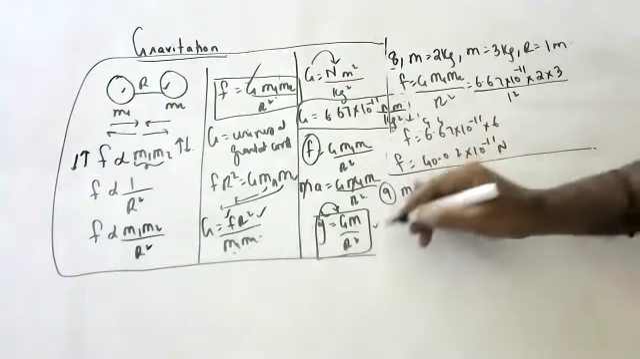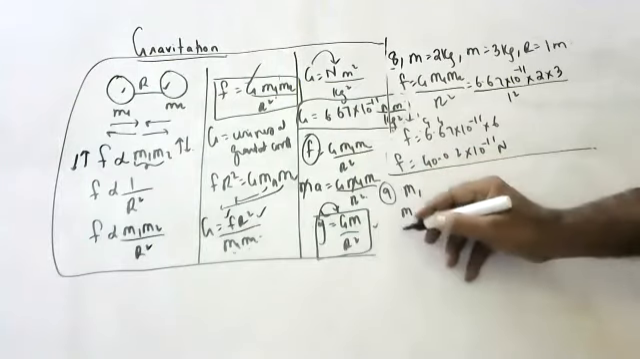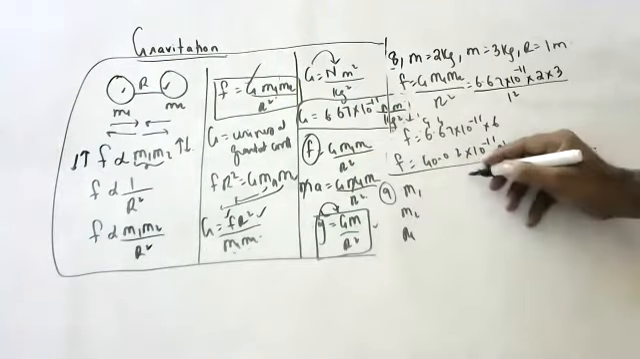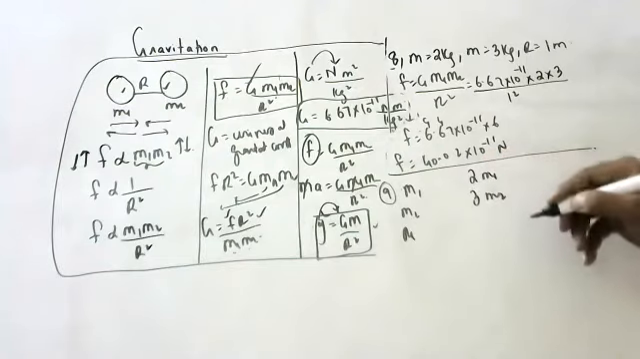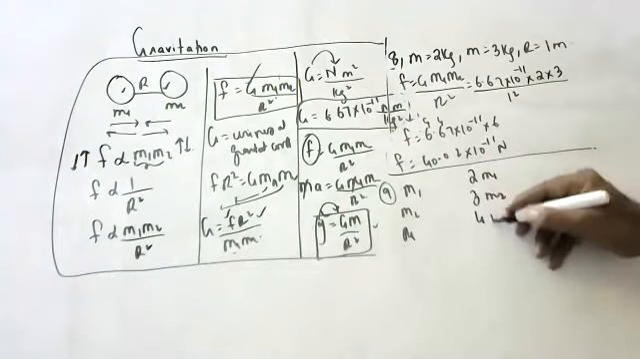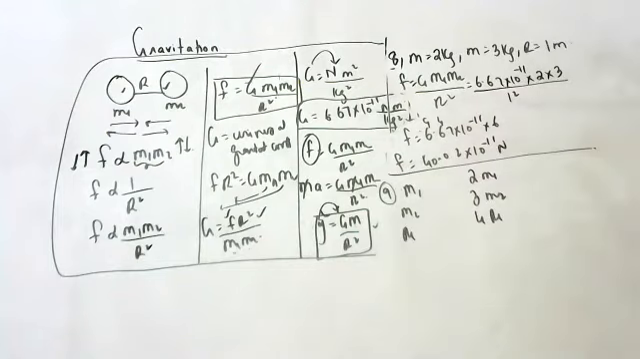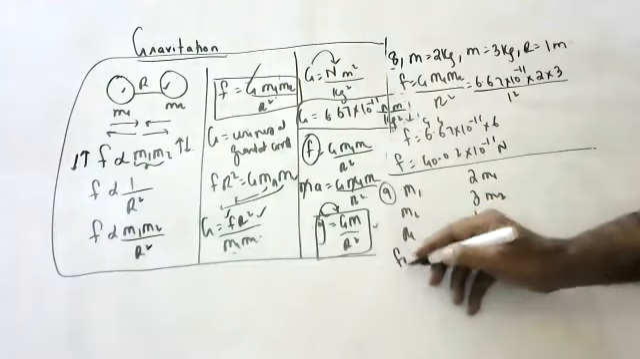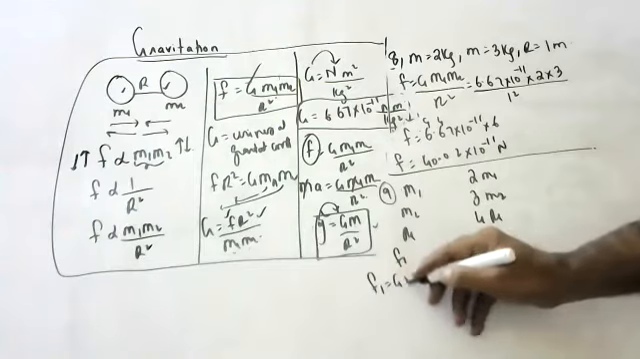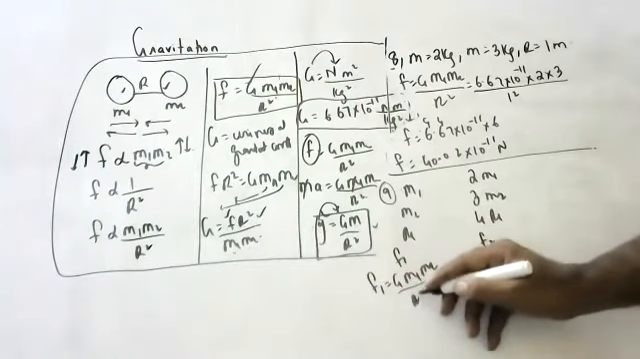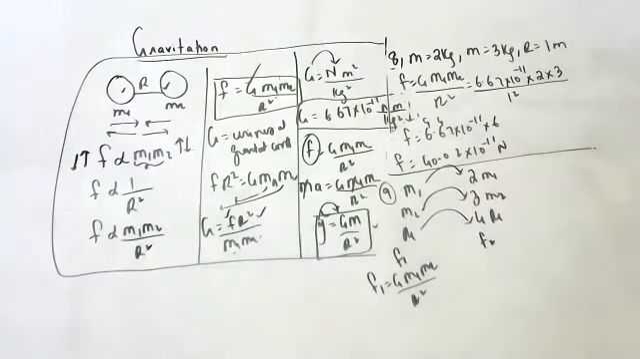Mass is m1, other mass is m2, distance is r1. Now what happened? First mass is doubled, second mass is tripled, radius is made 4 times. What will be the change in force? This is F1, this is F2. What is the formula for F1, children? G m1 m2 by r square. If mass is doubled, another mass is tripled, radius is made 4 times, what will be the change in force?